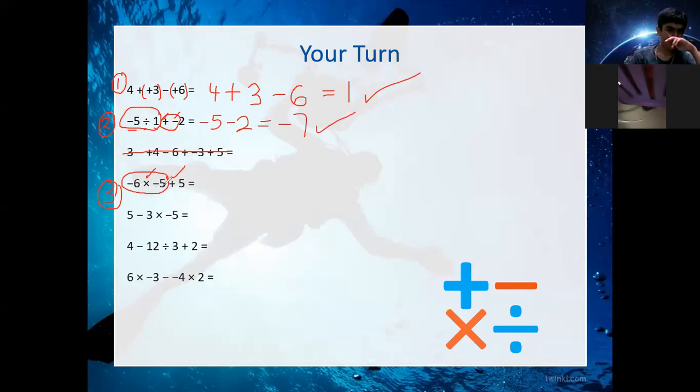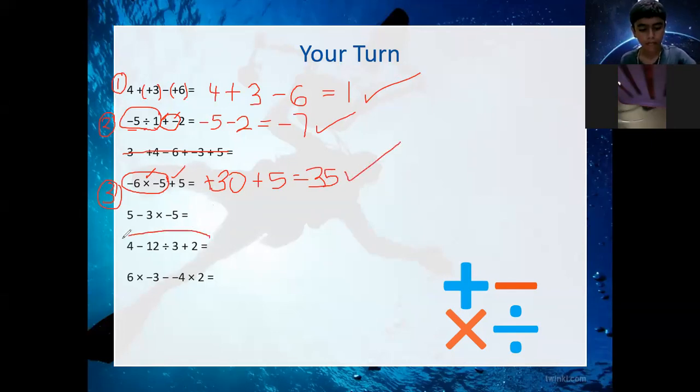-6 times -5. 6 times 5, 30. Okay? Surely I will give you all the time. Negative and negative is positive. 30 plus 5. No need to change or do anything there. So it's 35. That's right. Okay. Well done. And how about this question? The one that I'm circling here, number 4.